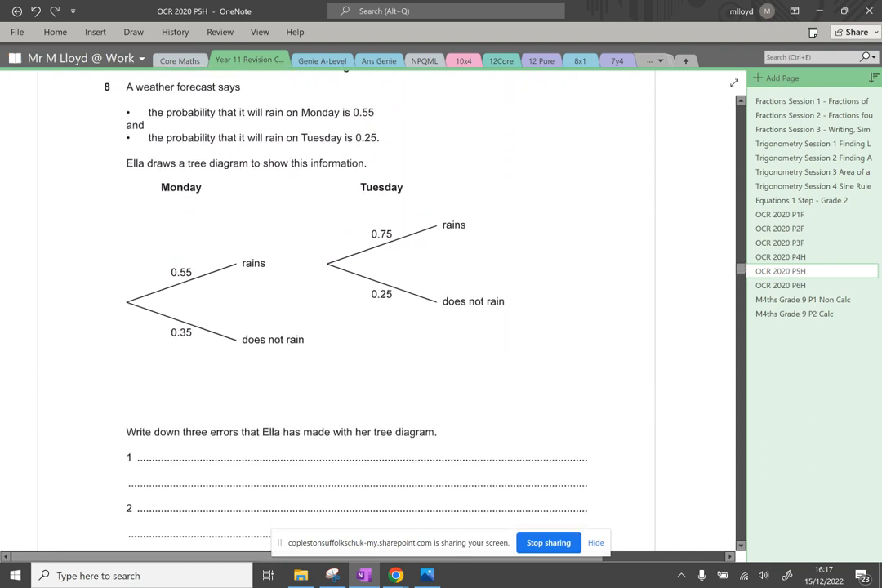Oh, what's wrong with this? Unbelievable. So, 3 errors that Ella has made. First of all, the second branch for Tuesday is missing. Capital T.